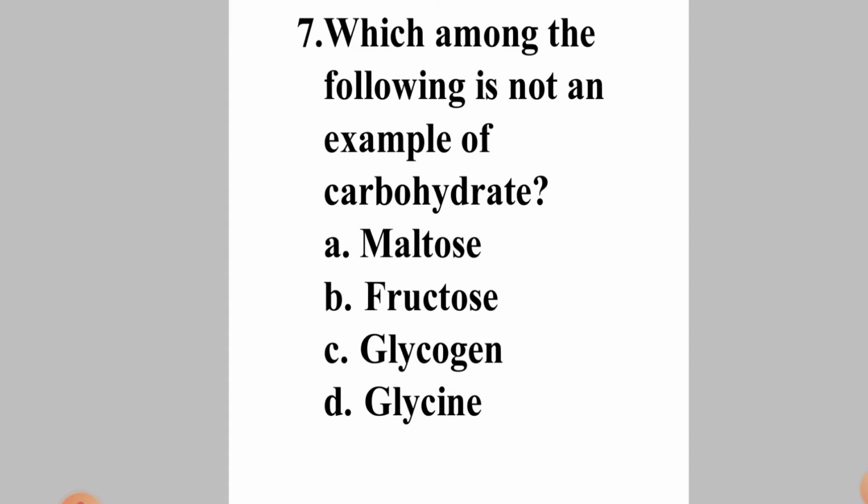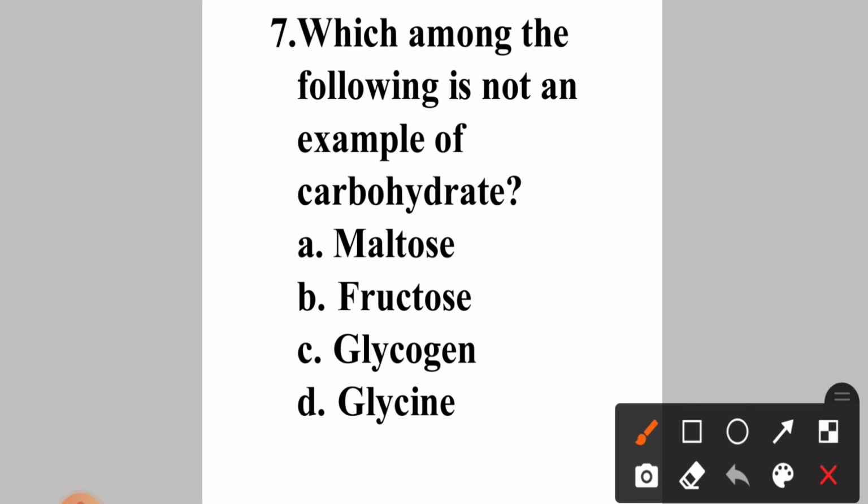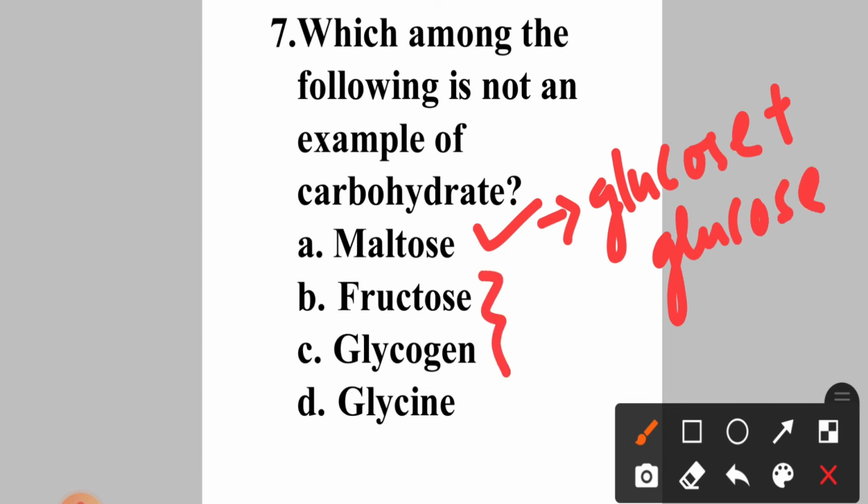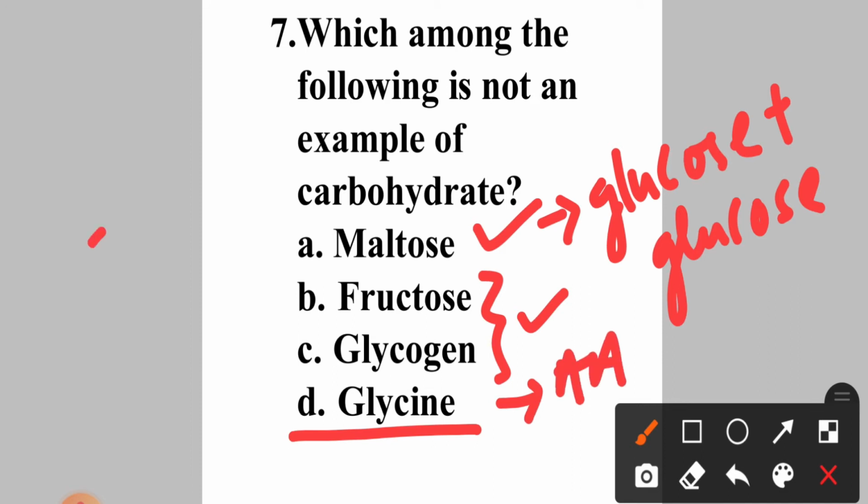Come to question number 7. Which among the following is not an example of carbohydrate? Option A, maltose, B, fructose, C, glycogen, D, glycine. Maltose is an example of carbohydrate because it is made up of 2 glucose molecules bound together through an alpha 1,4 glycosidic bond. Fructose as well as glycogen are also carbohydrates. Fructose is a simple carbohydrate, whereas glycogen is made up of a long chain of glucose molecules. Glycine is an amino acid whose formula is C2H5NO3. So the answer will be option D, that is glycine.